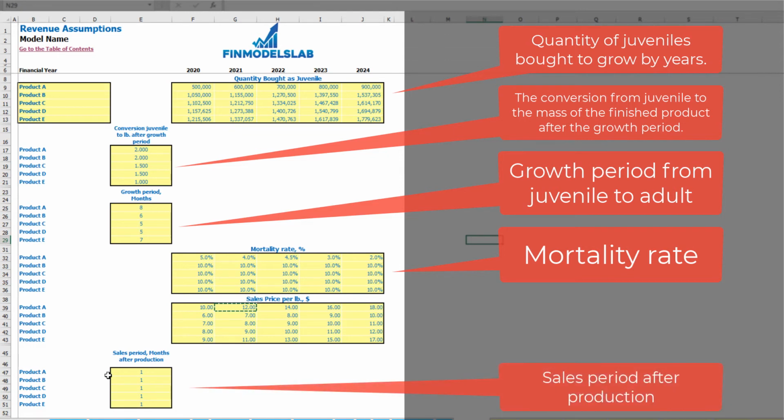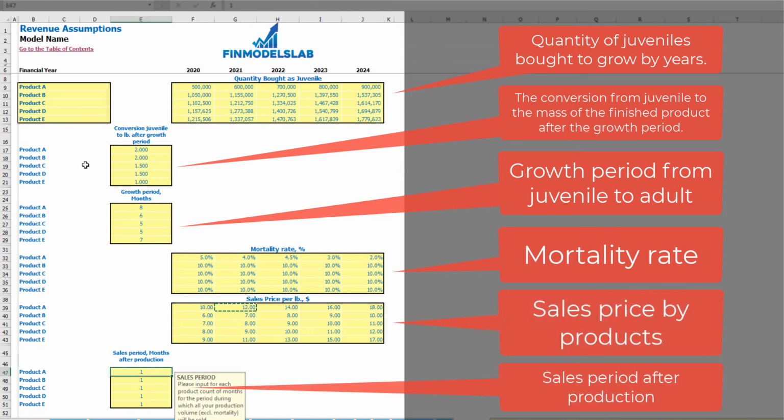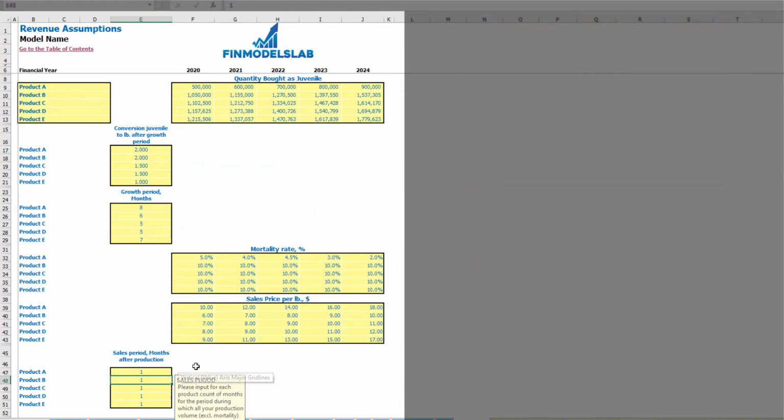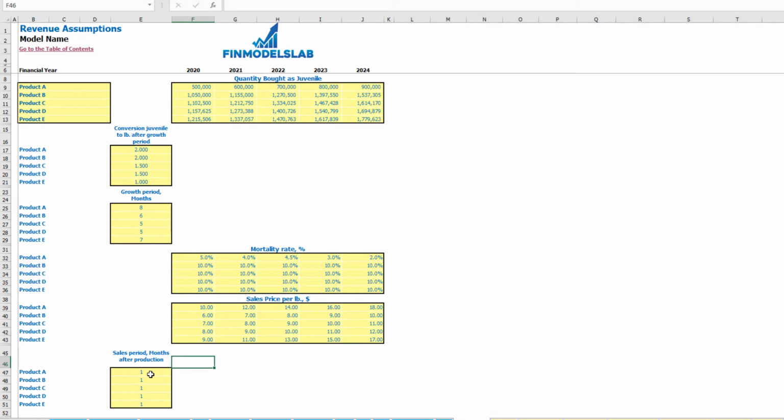And the final step is to set up the sales period in months after production. If your juveniles go to a final production in January, for example, you can put your meat in freezer and sell it within 2 months or sell it within 6 months. It will impact your inventory. Or if you need to sell it exactly in the same month as it is produced, you can just put 1 month and there will be no impact on the inventory in this case.